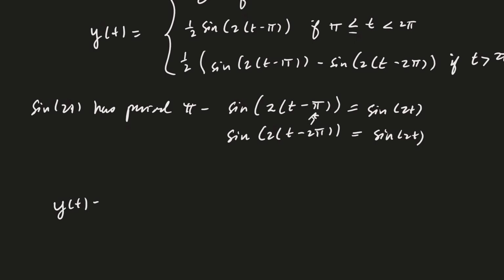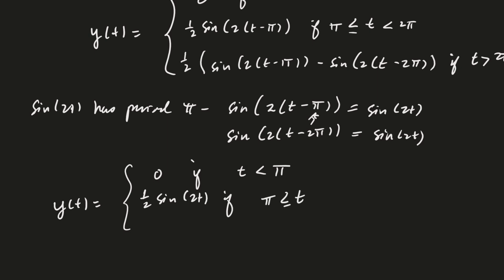y of t is now going to be 0 if t is less than pi, and then it's just going to be 1/2 the sine of 2t if t is between pi and 2 pi. And now what happens when you subtract the 2 pi? You get 0 again. Good. So there's our function.